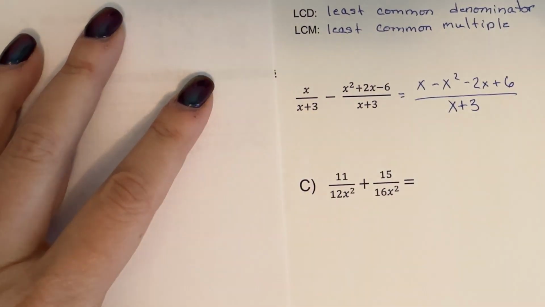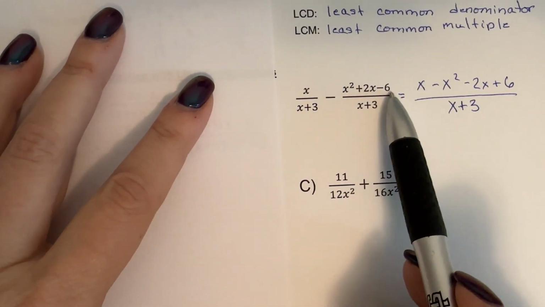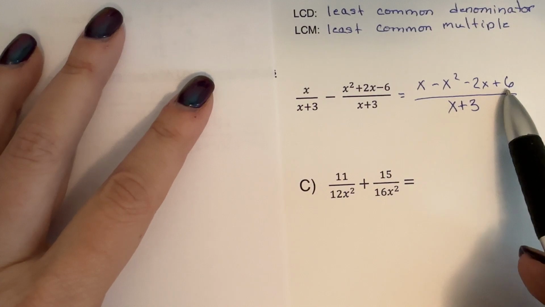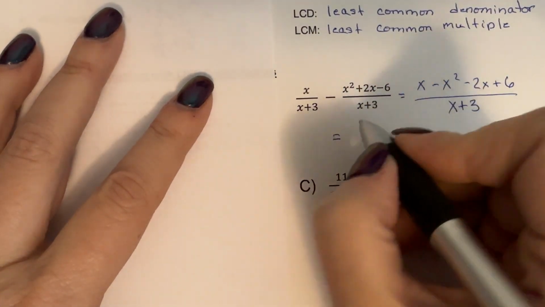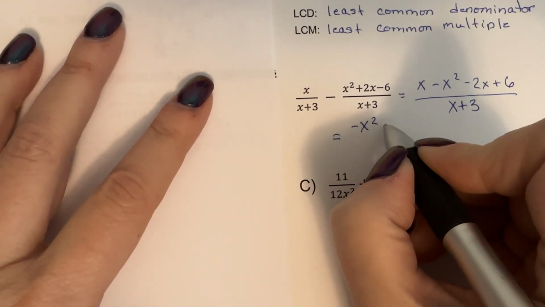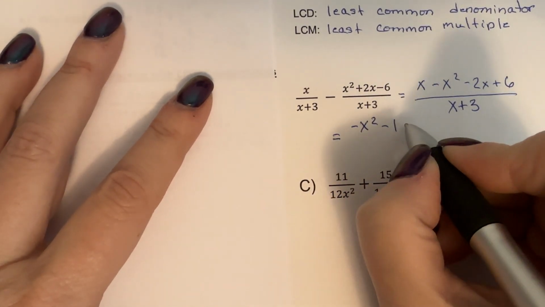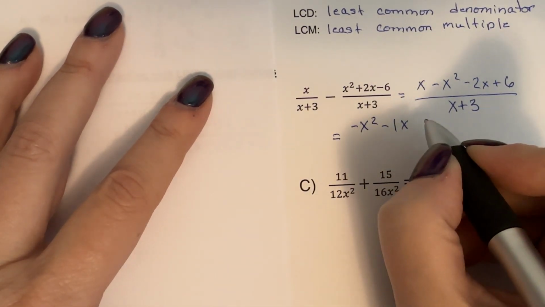Now I know there are a few people who just went, whoa, why did all the signs change? Because it's minus the numerator, so I have to change all those signs, kind of distribute them. Then I'm going to put my like terms together. No, you don't have to write the 1 on the x.